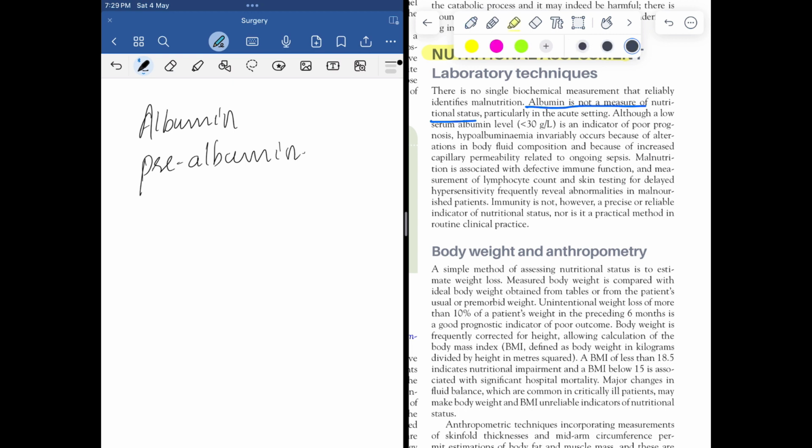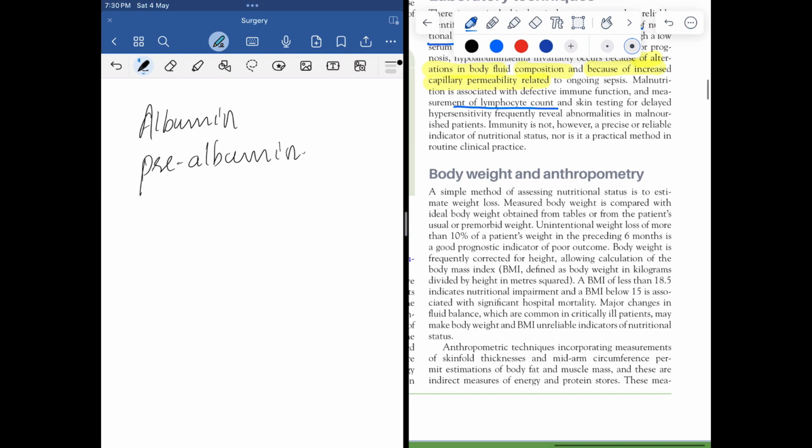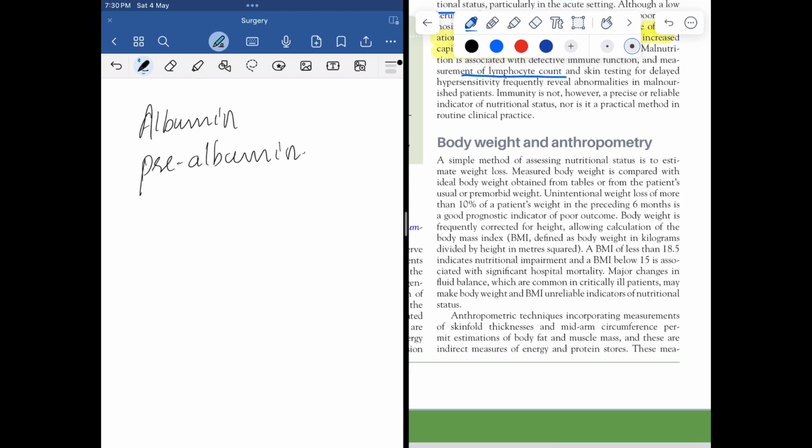Hypoalbuminemia can occur in cases such as alteration in body fluid composition and because of increased capillary permeability, which is related to ongoing sepsis. So in those cases also there can be hypoalbuminemia. So pre-albumin is a better indicator, and we can also take a measurement of the lymphocyte count because immune status will also be defective in these patients.